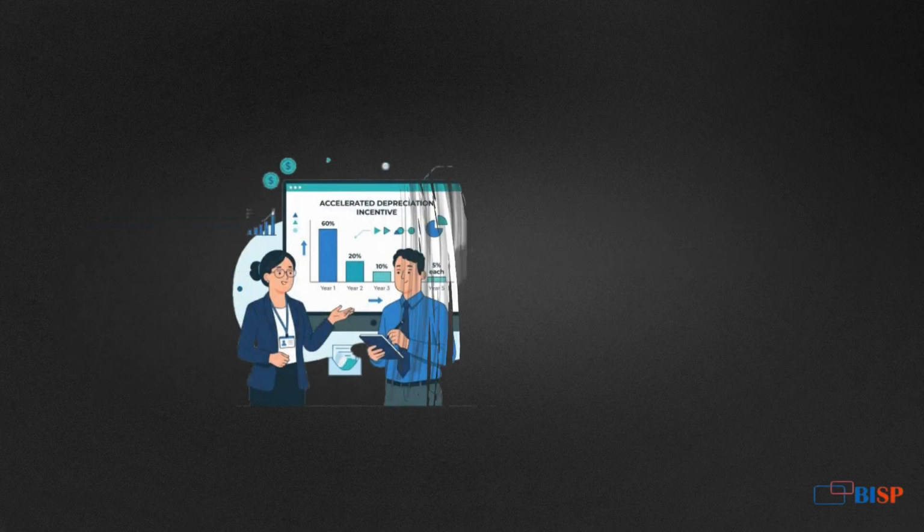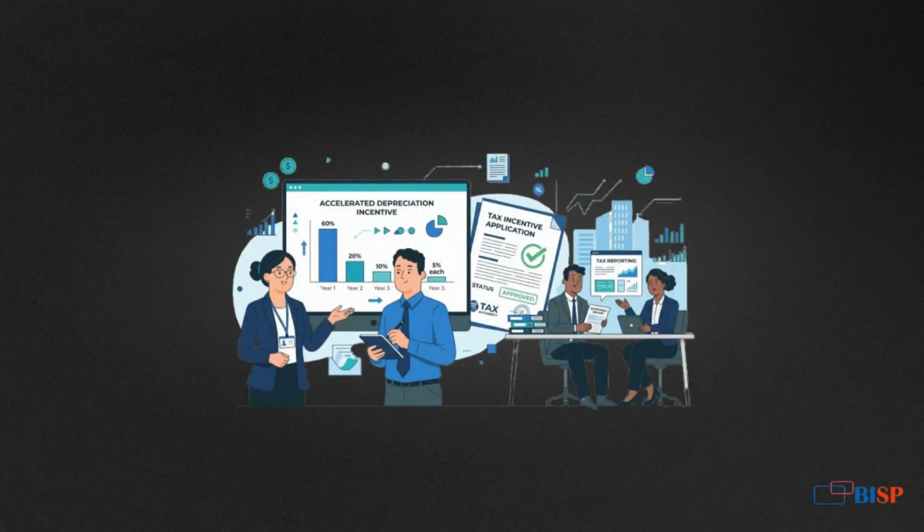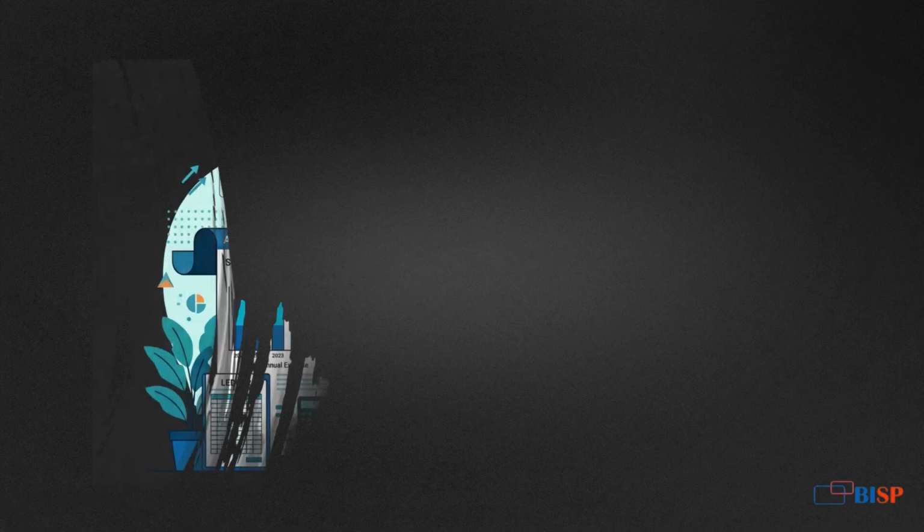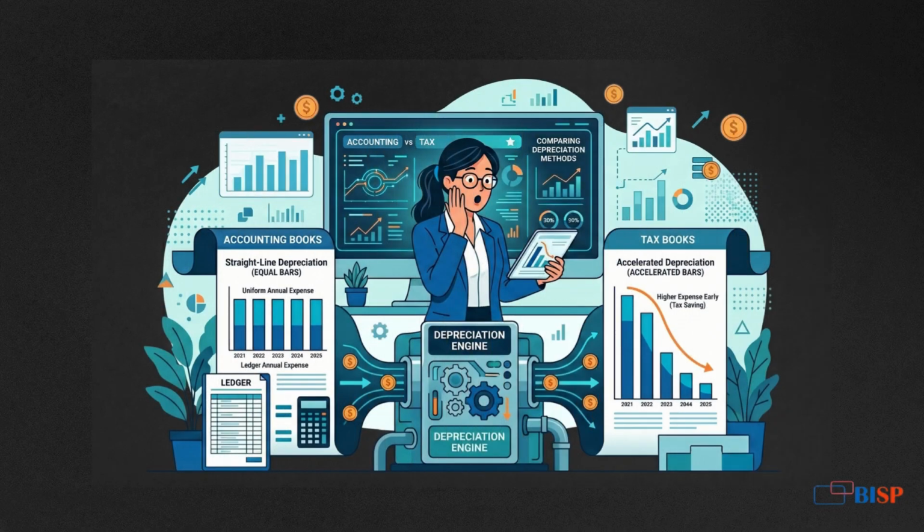However, the tax authorities allow a different rule to encourage businesses to invest in new equipment. They allow companies to claim a much higher depreciation during the initial years. Let's say, for tax purposes, the company is allowed to claim $20,000 depreciation in the first year. Notice it's the same machine, it's the same company, but the depreciation expense is different depending on whether we are looking at the accounting books or the tax books.